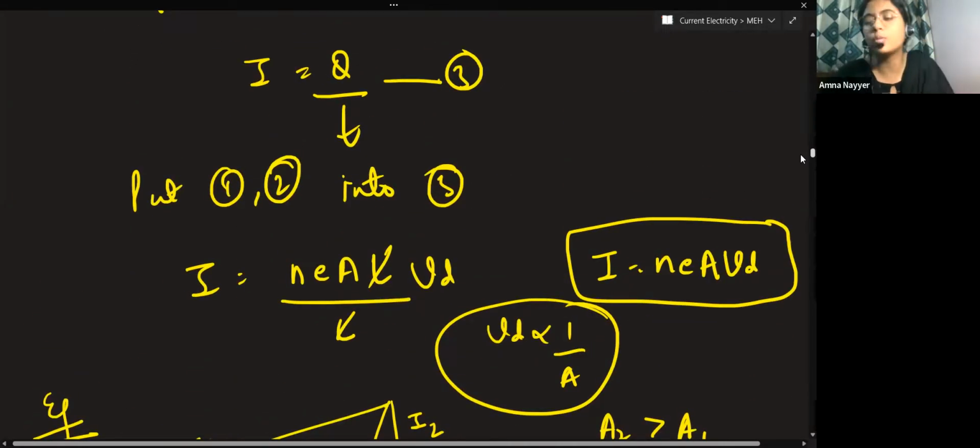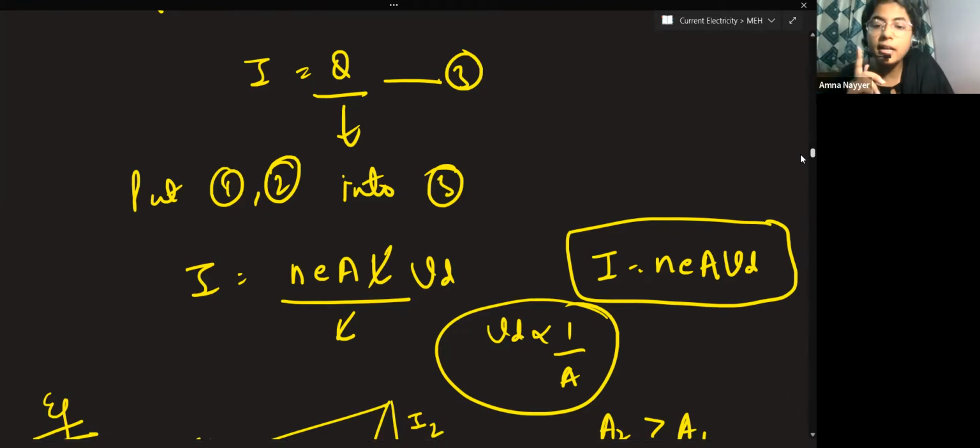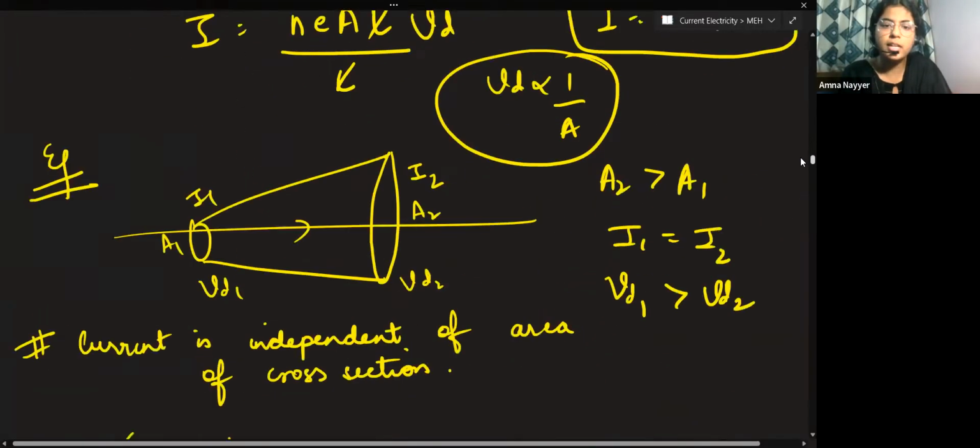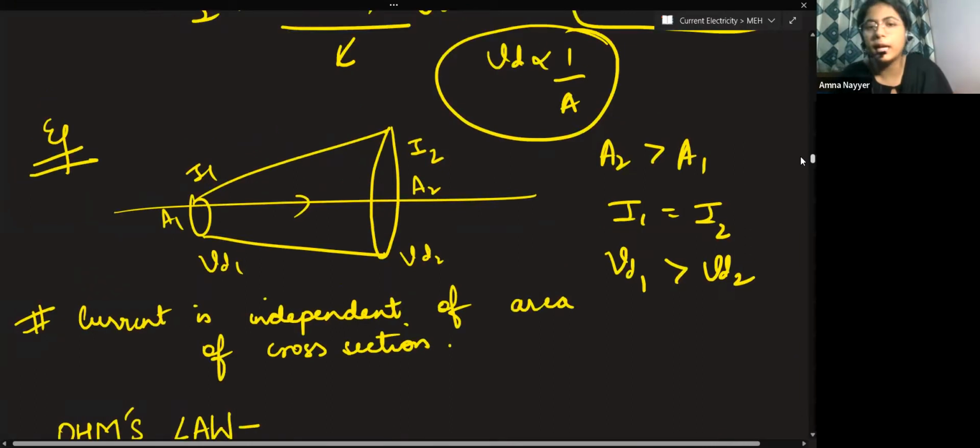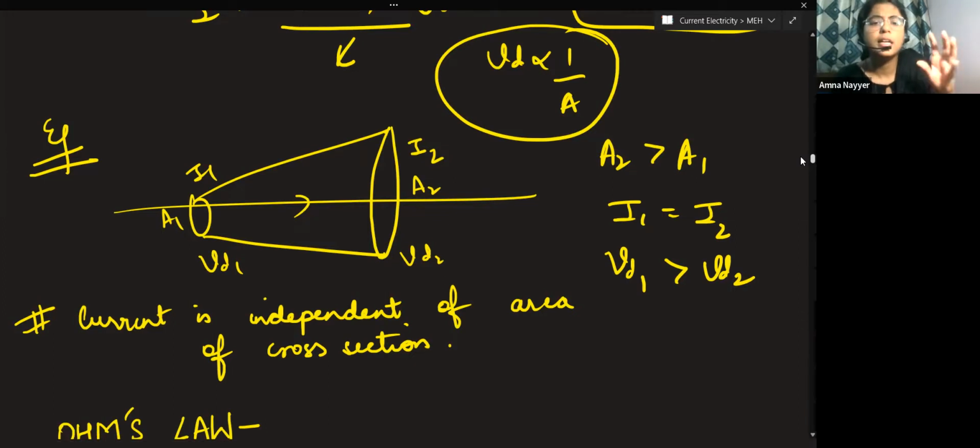And two conclusions we had drawn in the last class. That current looks directly proportional to the area of cross section, but actually current is independent of the area of cross section. Even if the ends of the wire, basically not a pipe, we are considering a wire, a non-uniform wire of non-uniform area of cross section, so even if it is given in this way, A2 is wider than A1, current at both the ends is the same. I1 is equal to I2.